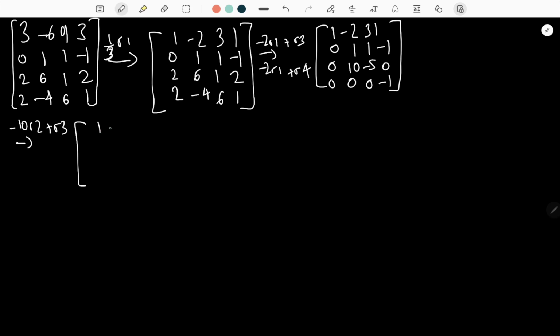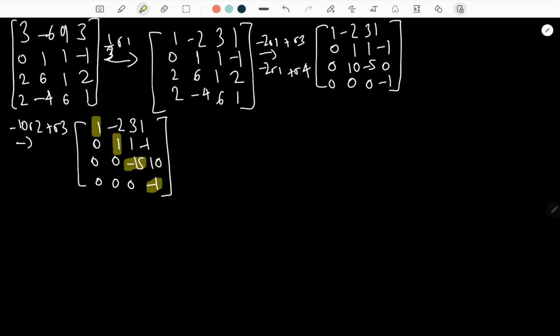First row is the same. Second row is also the same. Third row is going to be 0, 0, minus 15, and then minus 10, 10. And last is just minus 1. So this is REF now. If we highlight the pivots, this is 1, second one, third one, and fourth one.